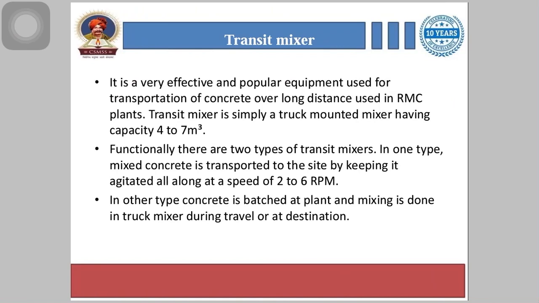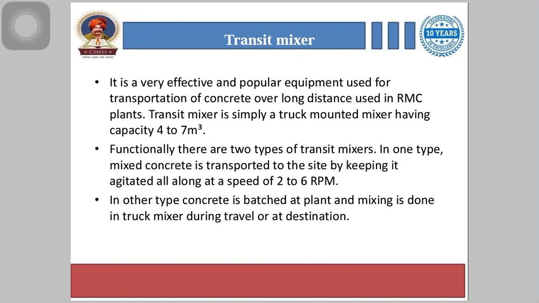First is the transit mixer. It is very effective and popular equipment. It is used for transportation of concrete over a long distance, and these are used in RMC plants. What is a transit mixer? It is simply a truck mounted mixer. The capacity of this transit mixer is between 4 to 7 meter cube. Functionally there are two types of transit mixers. In one type, mixed concrete is transported to the site by keeping it agitated all along at a speed of 2 to 6 rpm.